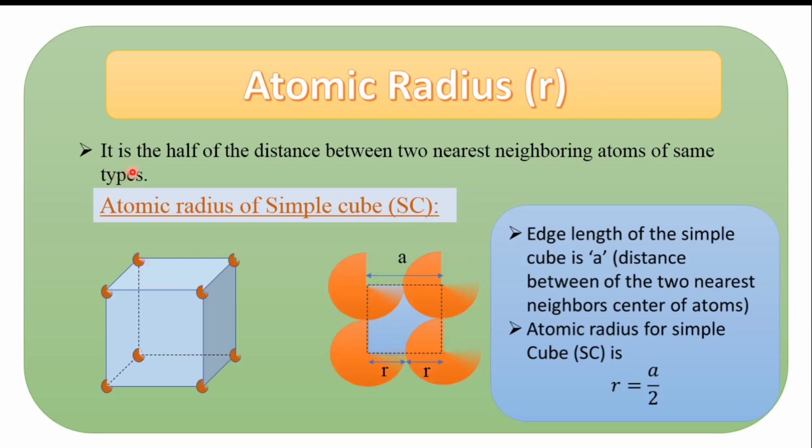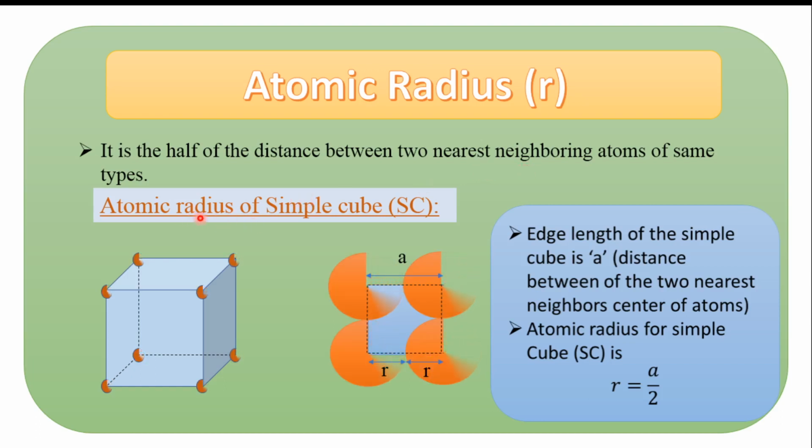So atomic radius is half of the distance between two nearest neighbor atoms of same type or same kind.